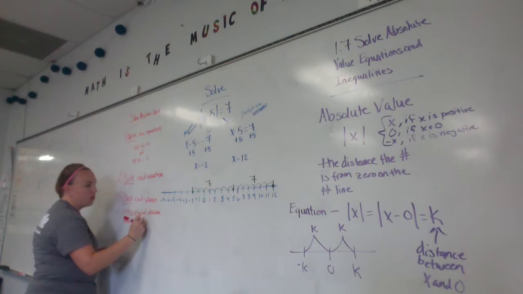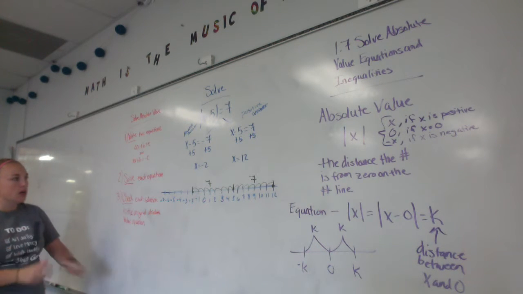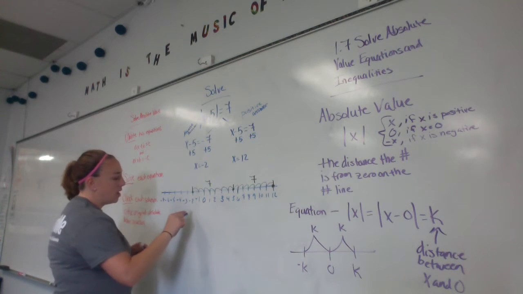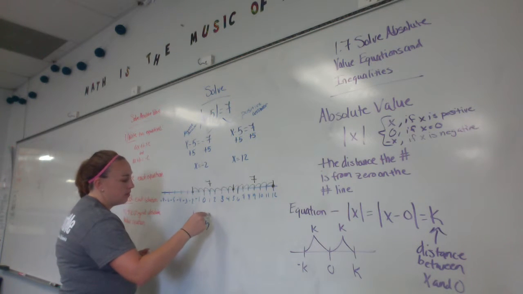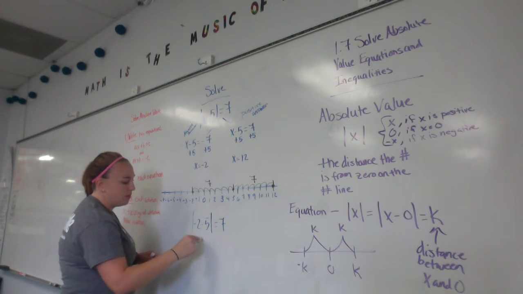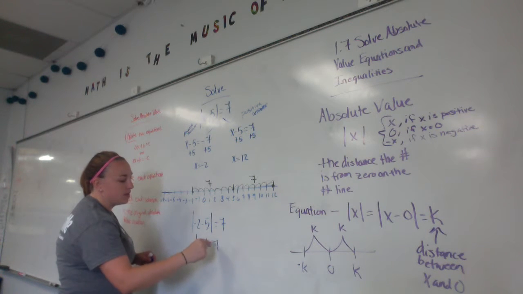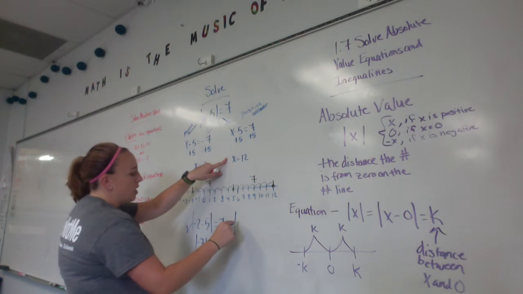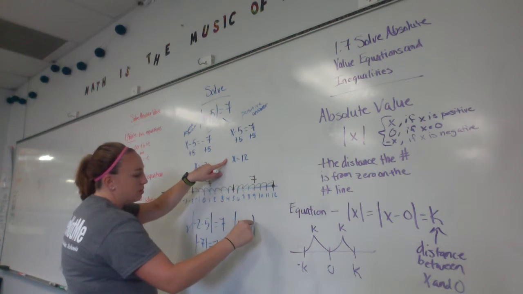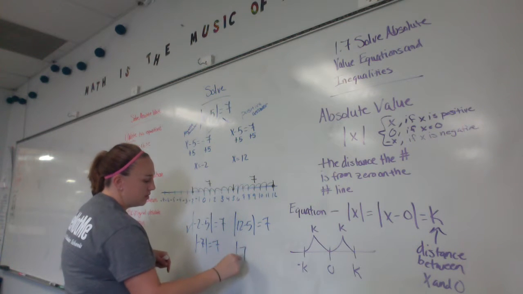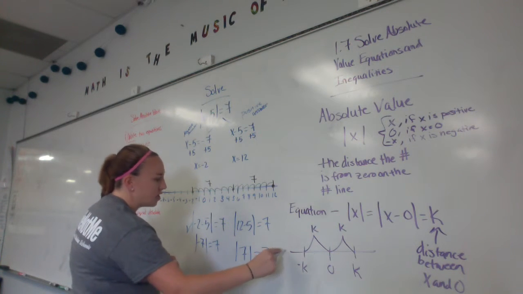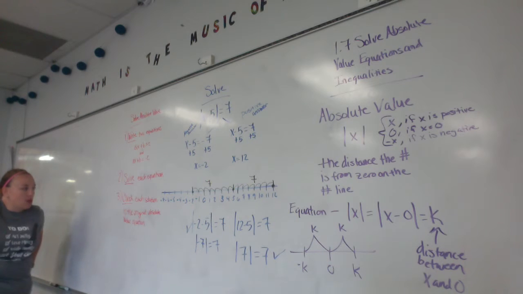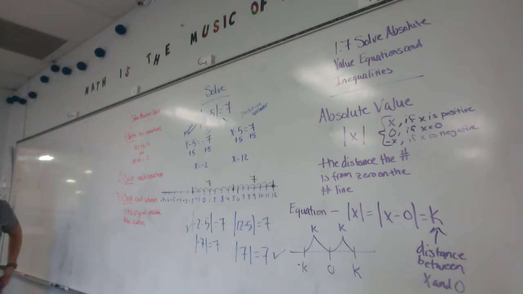We checked ours not by plugging this back in, which if we did, we would get -2 minus 5 absolute value equals 7. Well, that would be the absolute value of -7, which is 7, so that would work. We also can plug in 12 and say 12 minus 5, absolute value is 7. 12 minus 5 is 7, so the absolute value of 7 is 7. That's true. You can also check it by doing a number line. Either way works. So those are the 3 steps for solving absolute value.